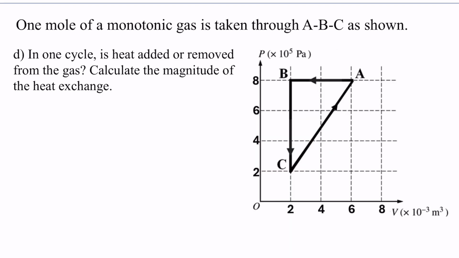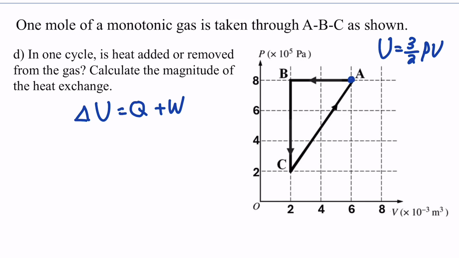The last part asks to calculate the heat added or removed for the entire cycle. Again, I'm going to go to the first law of thermodynamics. Delta U equals Q plus W. Now, for the internal energy, it's based on the value of P times V. For one cycle, I'm going from point A back to point A, so obviously PV is not going to change. So for any full cycle, delta U is 0. So the heat's just going to be equal to negative work.